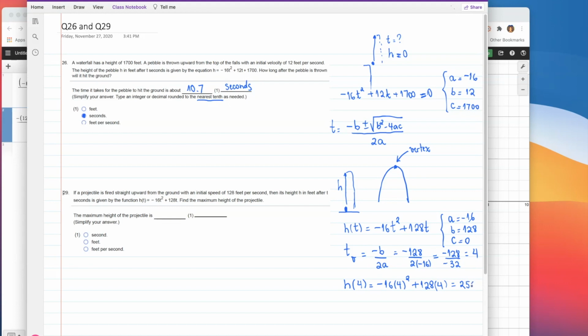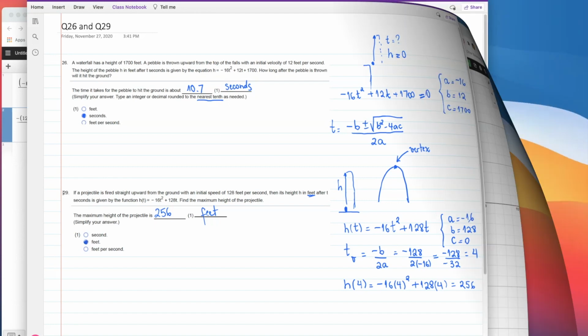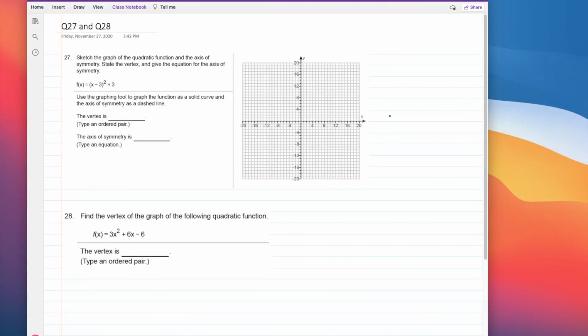256. And we are talking about units. So the speed is in feet per second, the height is in feet. And then the answer is 256. And for the choice that you make, probably there will be a drop-down menu where you choose the unit of feet. Questions 27, 28. Those are the last questions that are related to graphing.